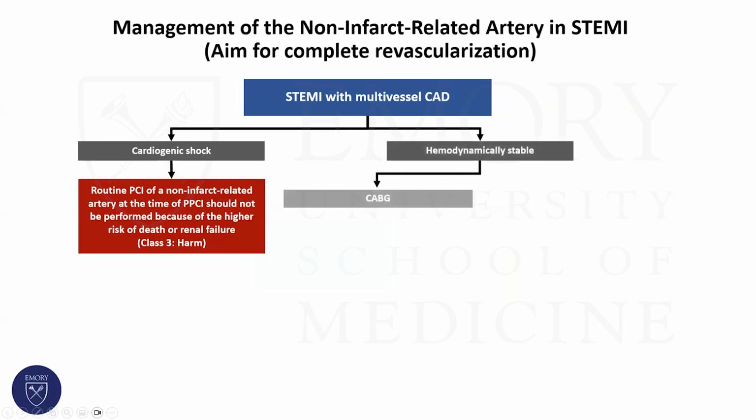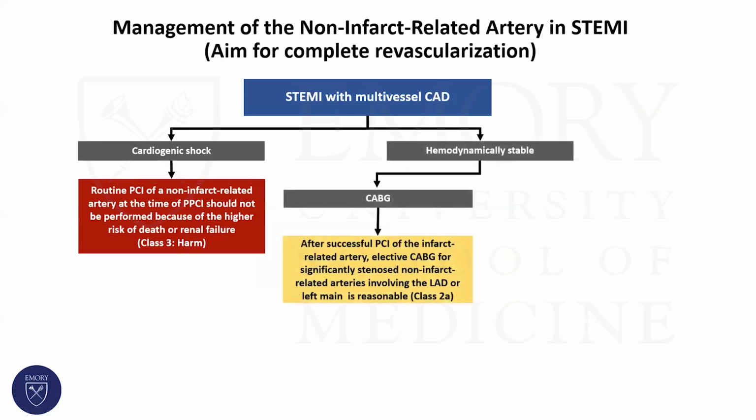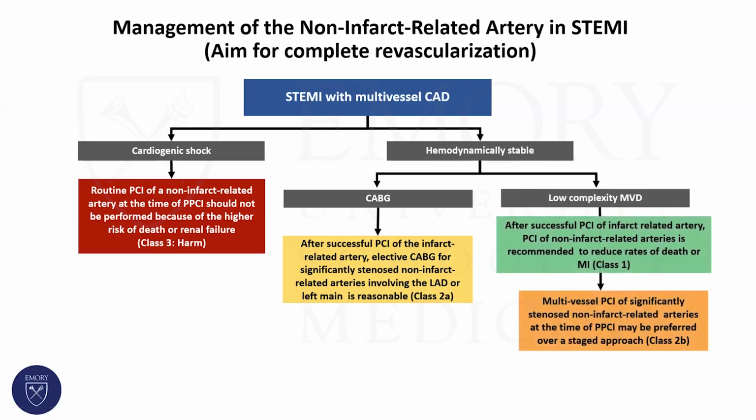If the patient's hemodynamics are stable, he or she can be evaluated for CABG. After successful PCI of the infarct-related artery, elective CABG for significantly stenosed non-infarct arteries involving the LAD, the proximal LAD or left main is reasonable. That's a class 2A. For those who have low complexity multivessel disease, after successful PCI of the infarct-related artery, PCI of non-infarct arteries is recommended to reduce rates of death or MI. That's a class 1. In our document, we state that it should be a staged procedure and not in the same setting.